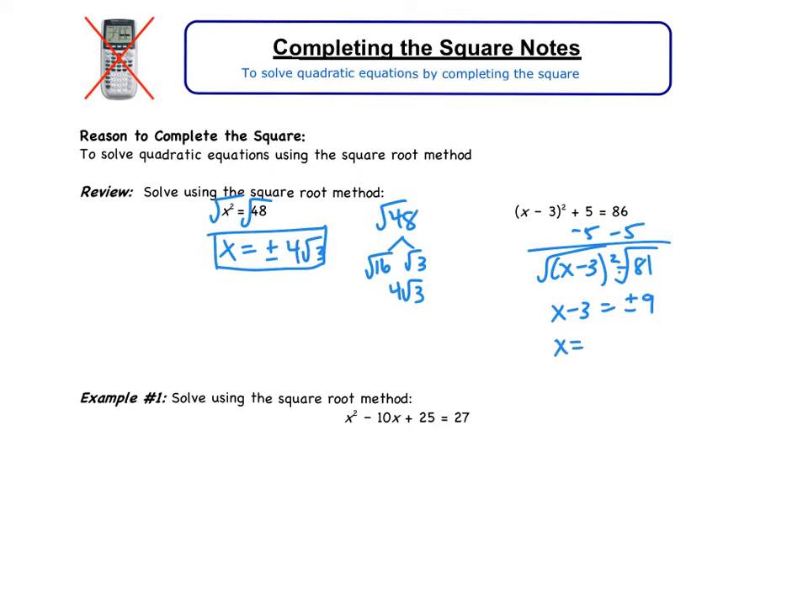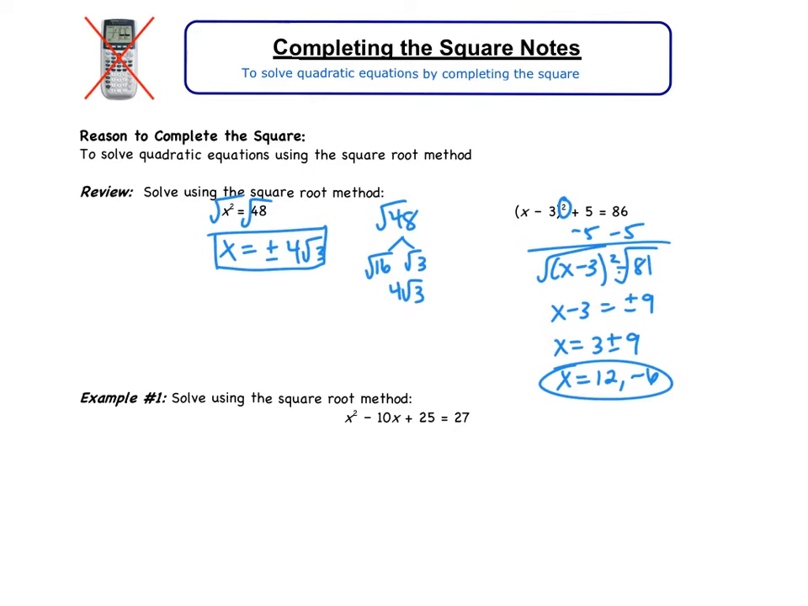Moving 3 over, I get x equals 3 plus or minus 9. I have to ask myself, are these like terms? Yes, they are. 3 plus 9 will give me 12. 3 minus 9 will give me negative 6. Now, how do I know I should get two answers? Because of the squared. Whatever your highest exponent is tells us that we're going to get that many answers.